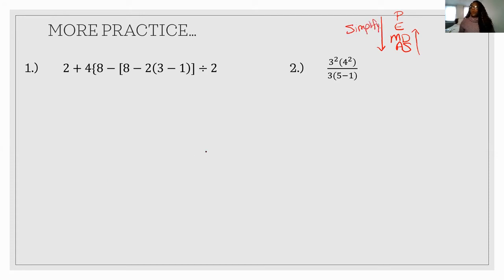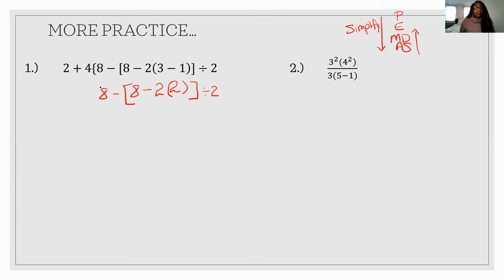All right, so parentheses. If I go deep into this problem, this is almost like the heart of the problem right here, that 3 minus 1. So if I take that 3 minus 1, that gives me 2, right? And I'm going to write everything out. And I know it's a lot, but it's going to be so worth it once you know that you're doing it step by step, okay?